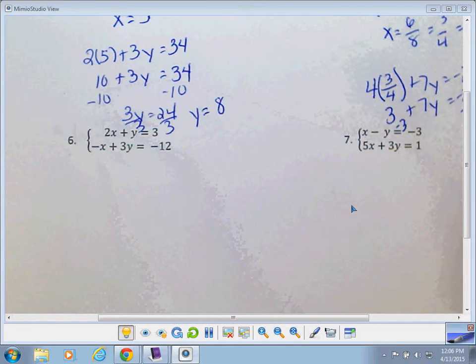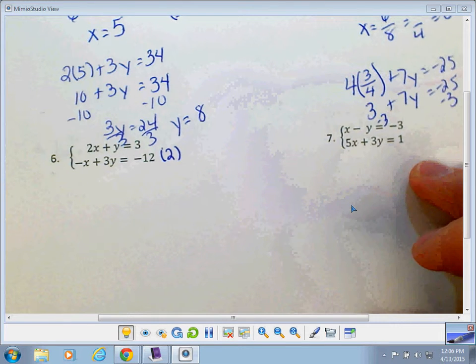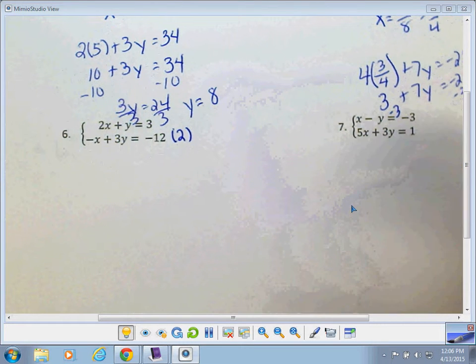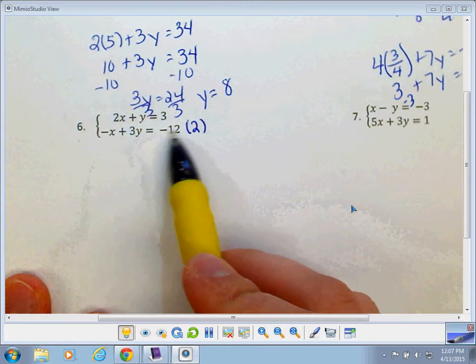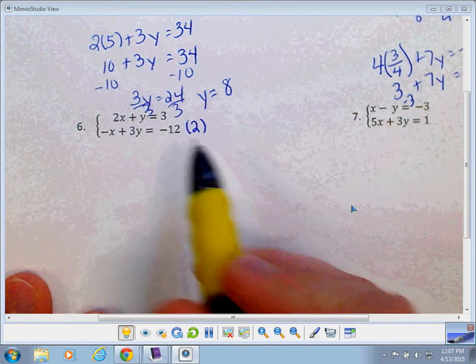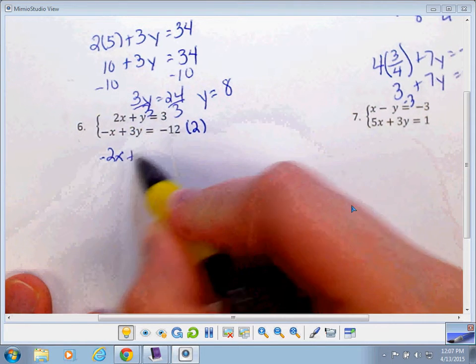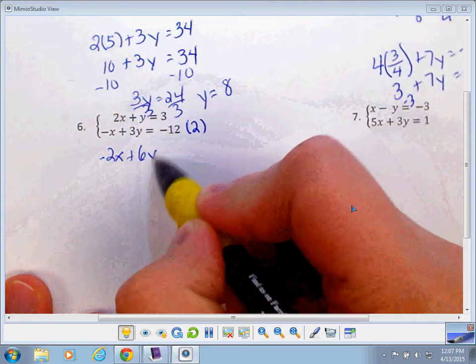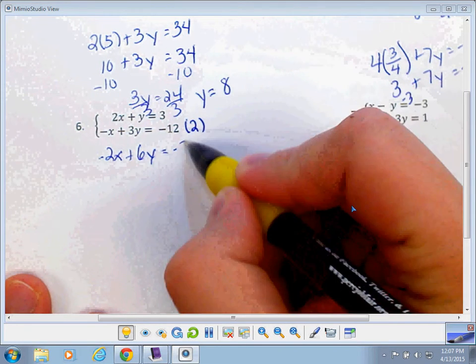So that means we're going to multiply the second one by 2 in order to get our x's to cancel out. So whenever you multiply this by 2, you want to multiply everything by 2. So it means we're going to take 2 times negative x, to be negative 2x, plus 2 times 3y, 6y, equals negative 12 times 2, which is negative 24.